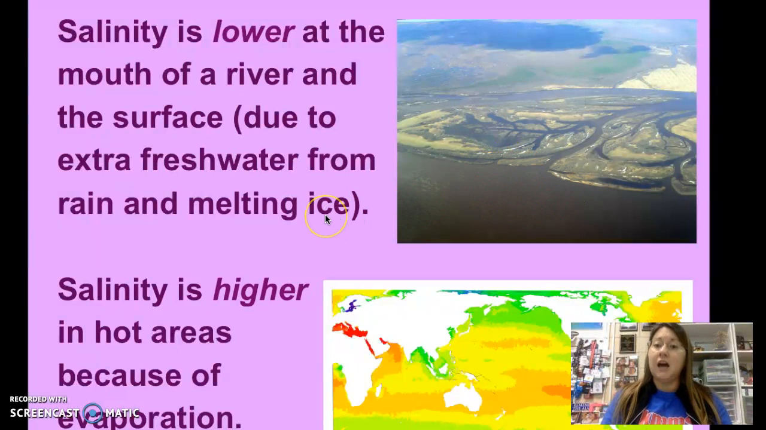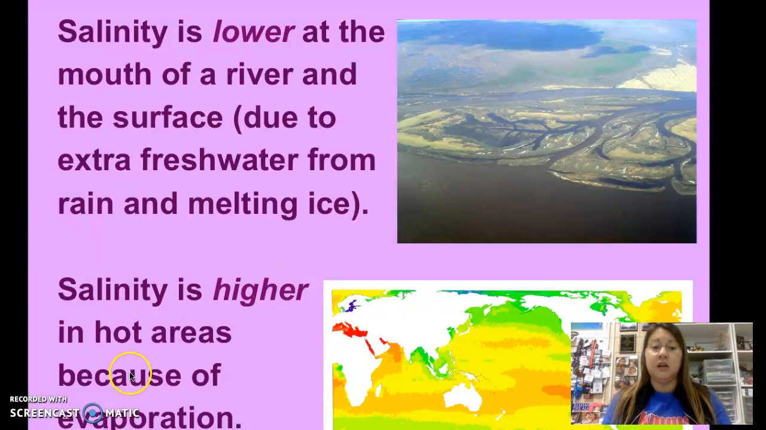If you've got melting ice, for example, from glaciers or icebergs, then that's also going to cause you to have lower salinity because it's like you're diluting that salt water. You're diluting the salinity of it. So it's going to cause more fresh water, which means that you have a lower salinity. Salinity is going to be higher. It's going to be saltier.